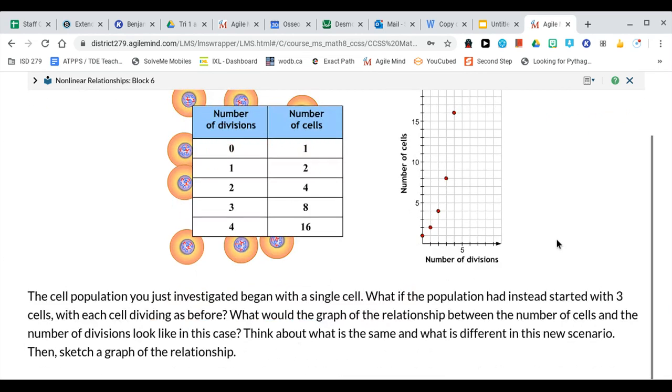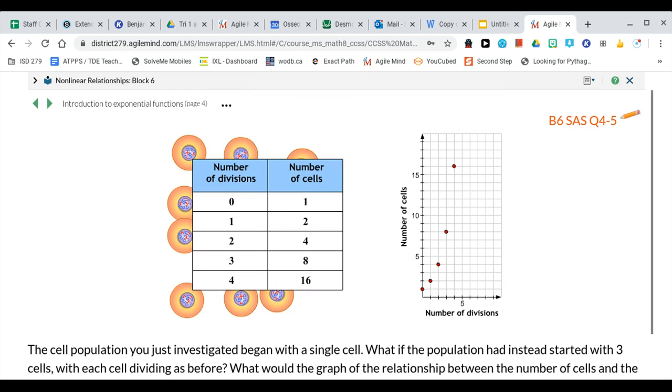So think about what would change if we had, instead of 1 cell, 3 cells. They are dividing the same amount of time. So if we had 1 cell, it divided into 2. If we have 3 cells, each of those cells will be divided into 2. So instead of 1 turning into 2, we'll have 3 turning into 6, and so on.